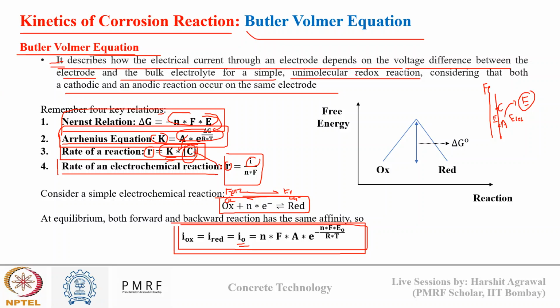Okay, and this diagram represents how the equilibrium condition appears. So this is my oxidation product, this is my reduction product, and there is right now equal probability for a reaction to both oxidize and reduce. That's why this distance is equal in both cases, and this activation energy is also equal for both forward and backward reaction.